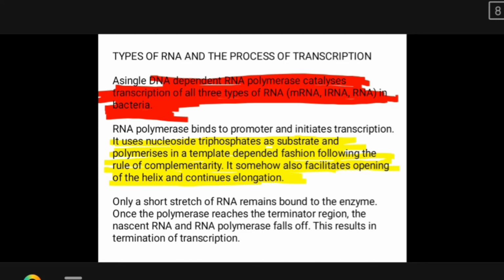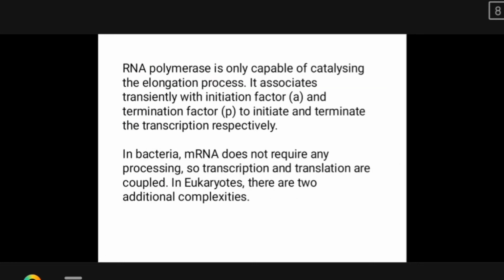Only a short stretch of RNA remains bound to the enzyme. Once the polymerase reaches the terminator region, the nascent RNA and the RNA polymerase fall off. This results in termination of transcription. RNA polymerase is only capable of catalyzing the elongation process. So there are basically three processes: initiation, elongation, and termination. Out of these, DNA dependent RNA polymerase, or simply RNA polymerase, does the work of only elongation, because for initiation and termination it requires some factors, called the initiation factor and the termination factor. The initiation factor is the sigma factor, and the termination factor is called the rho factor, to initiate and terminate the transcription respectively.